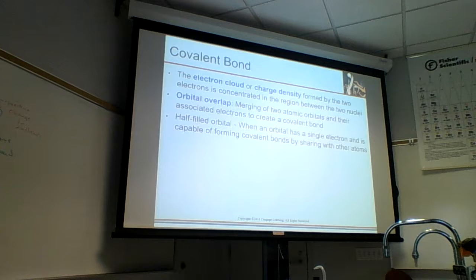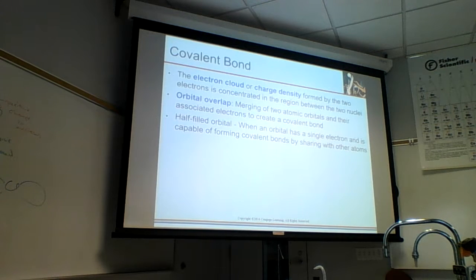If you recall, the 3p orbitals look like this. What do the s orbitals look like? They're spherical. And so what we have here is one electron in this 3p orbital like this. And then we have another electron in the 3p orbital like this. These are two 3p orbitals. The other electron belongs to the other chlorine. And so this is called orbital overlap. Orbital overlap like this is going to increase the probability density here.